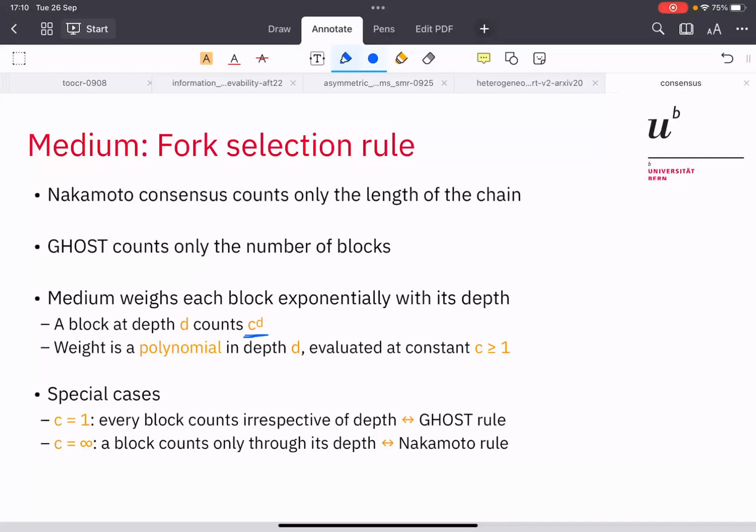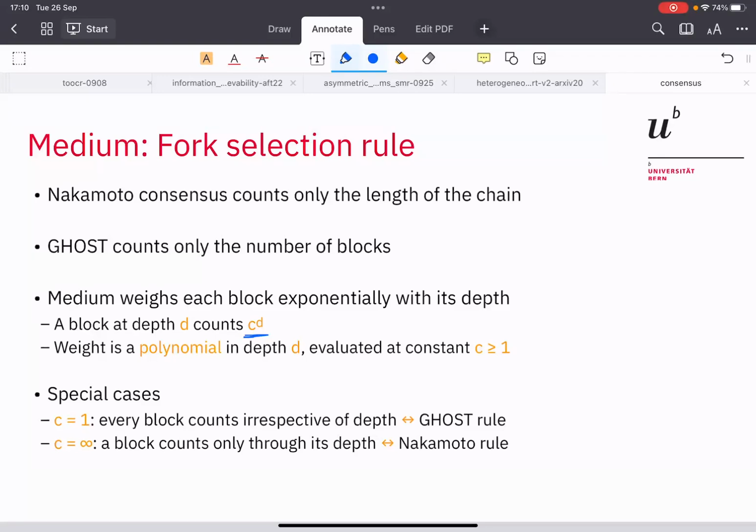If you're at depth d, we count them by some constant c to the power of d. So the total weight is going to be a polynomial in this d, in the depth. Every node counts towards this. If we set the constant c here to 1, then we simply count the number of nodes, yeah?